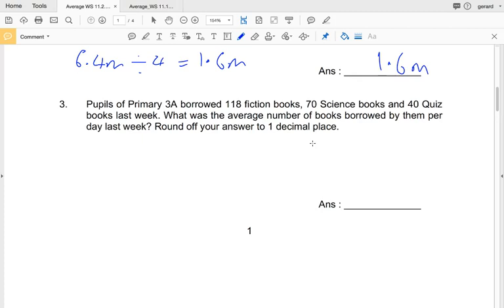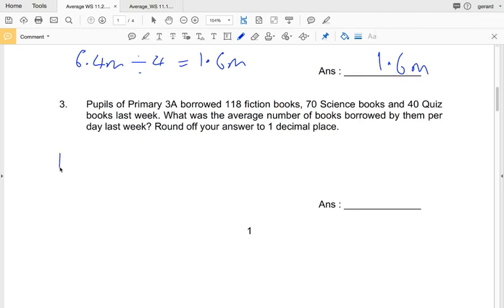Now look, they didn't specify whether they want to know if it's fiction books or science books or quiz books. They just wanted to find the average for all the books. So we don't think so much also lah. Okay, let's follow what we need to do.